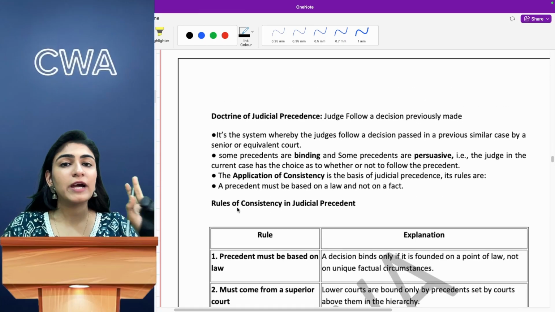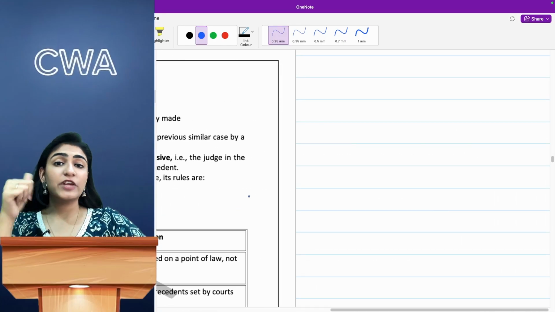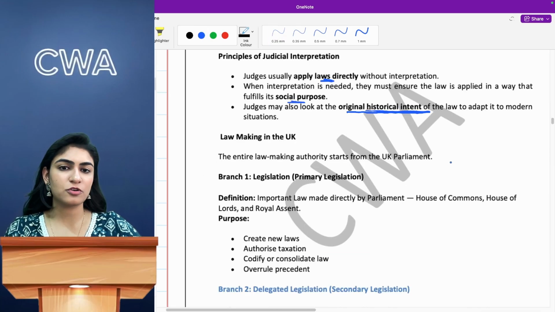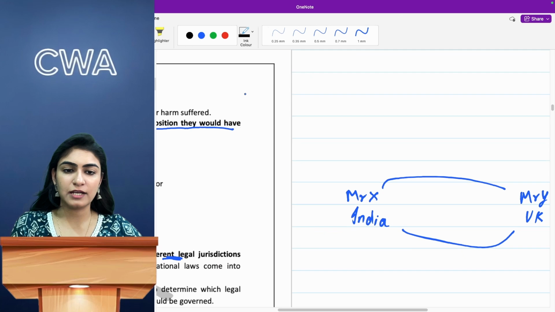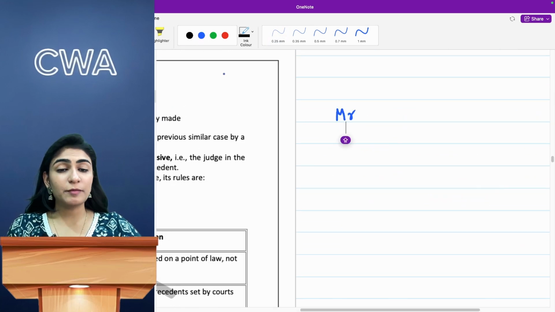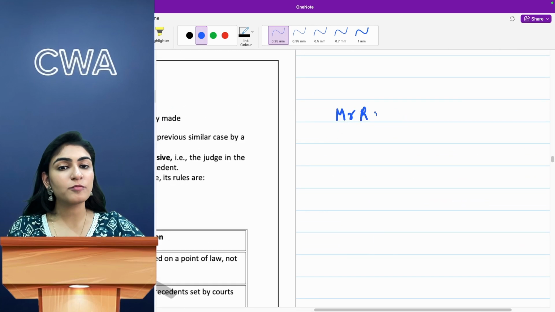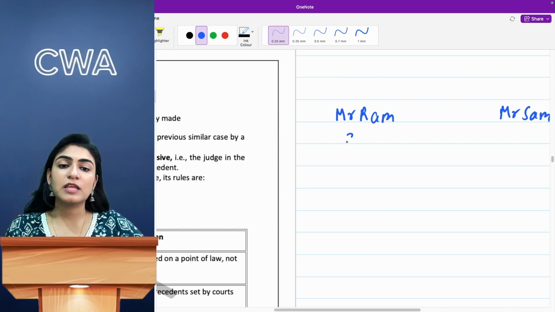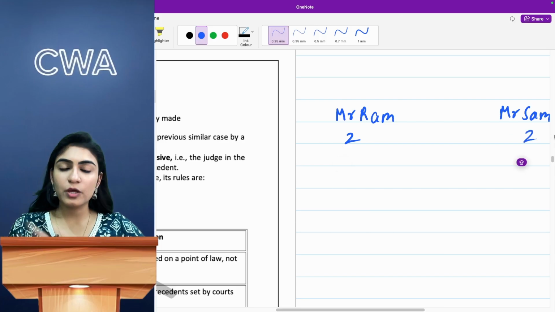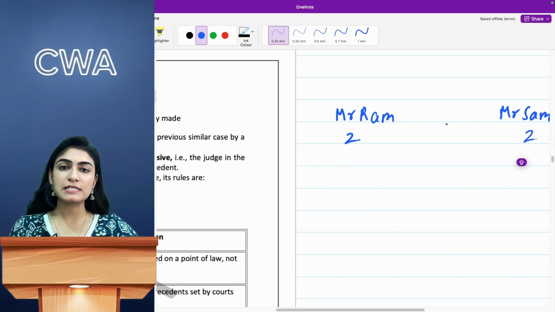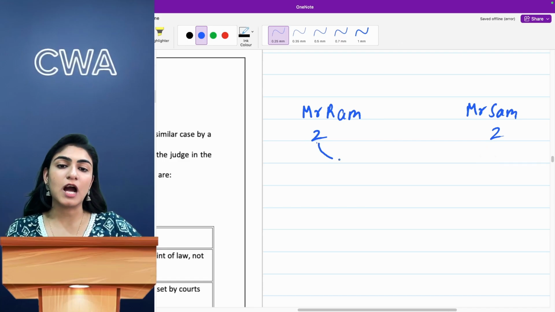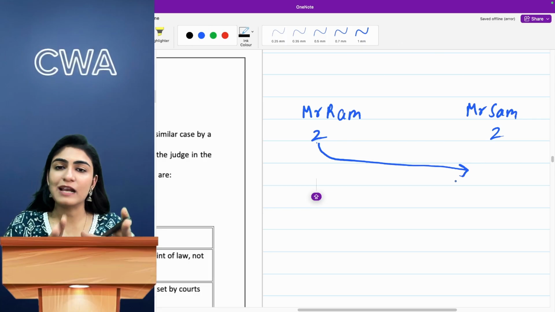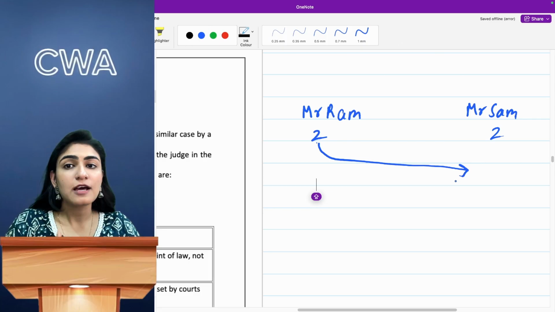If you go through my last lecture, we took an example with Mr. Ram and Mr. Sam. If you remember, there was a farmer named Mr. Ram and another farmer named Mr. Sam. They both had two cows individually. One fine day, the cow of Mr. Ram goes into the farm of Mr. Sam and destroys everything that Mr. Sam has grown in his farm.